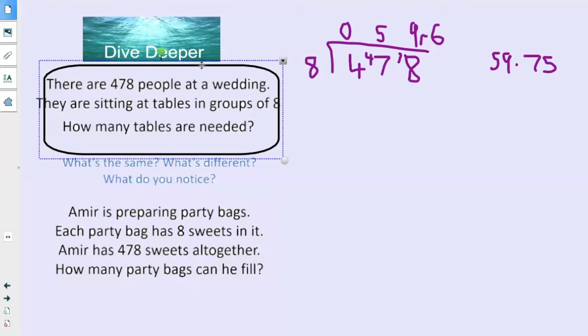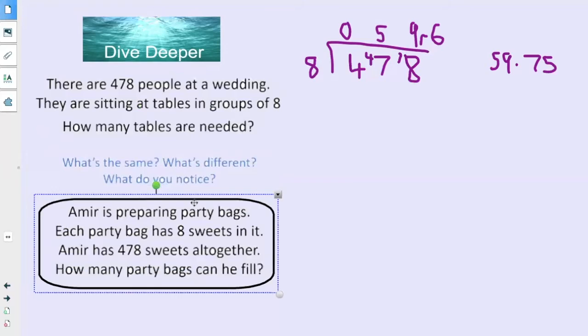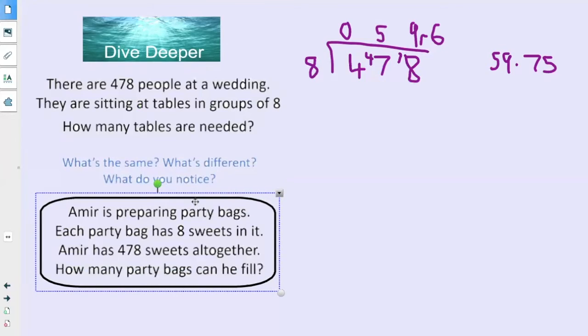Let's take a look at the second question. Amir is prepping party bags. Each party bag has 8 sweets in it. Amir has 478 sweets altogether. How many party bags can he fill? So he can fill 59 party bags with 6 sweets left over. So depending on the question, sometimes we might need to round up or down to the nearest whole number.